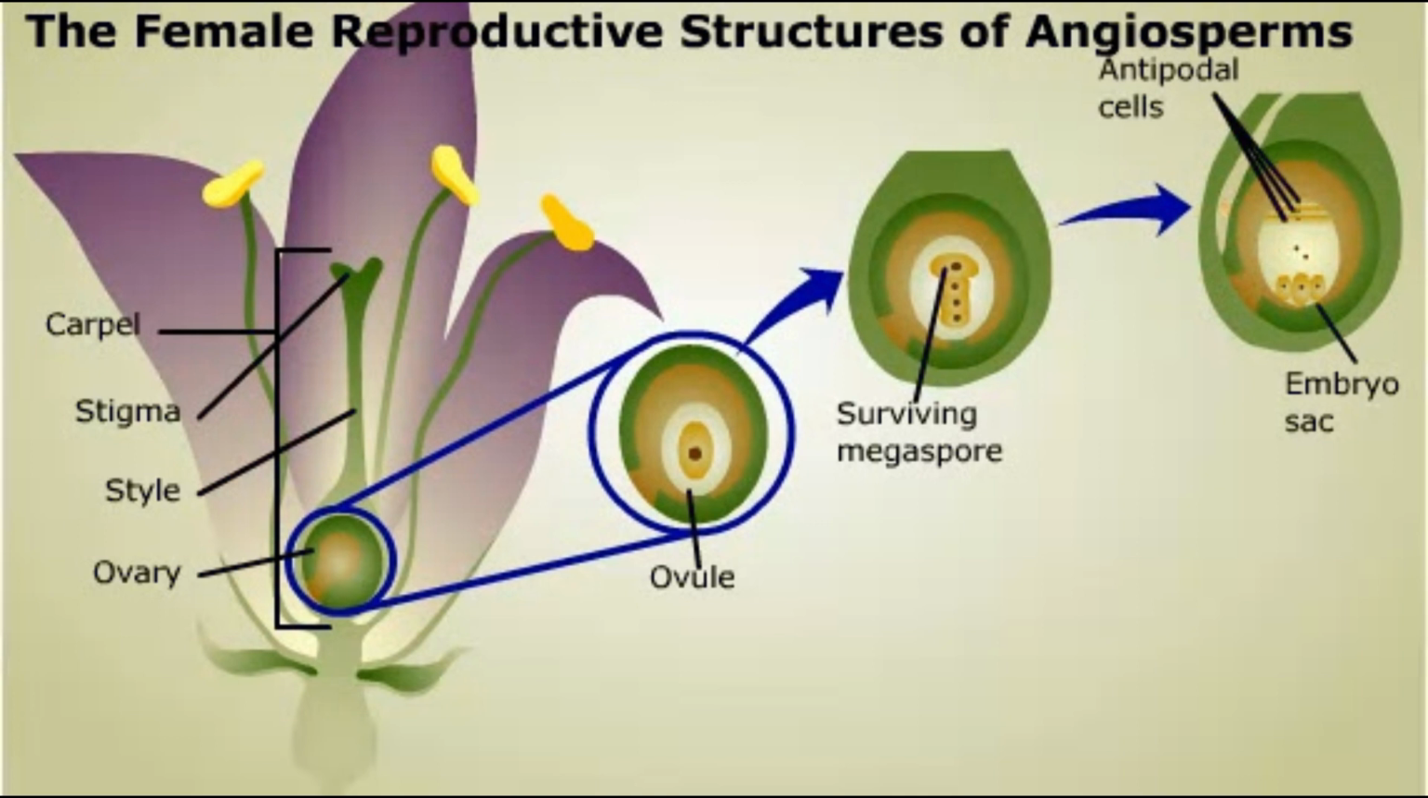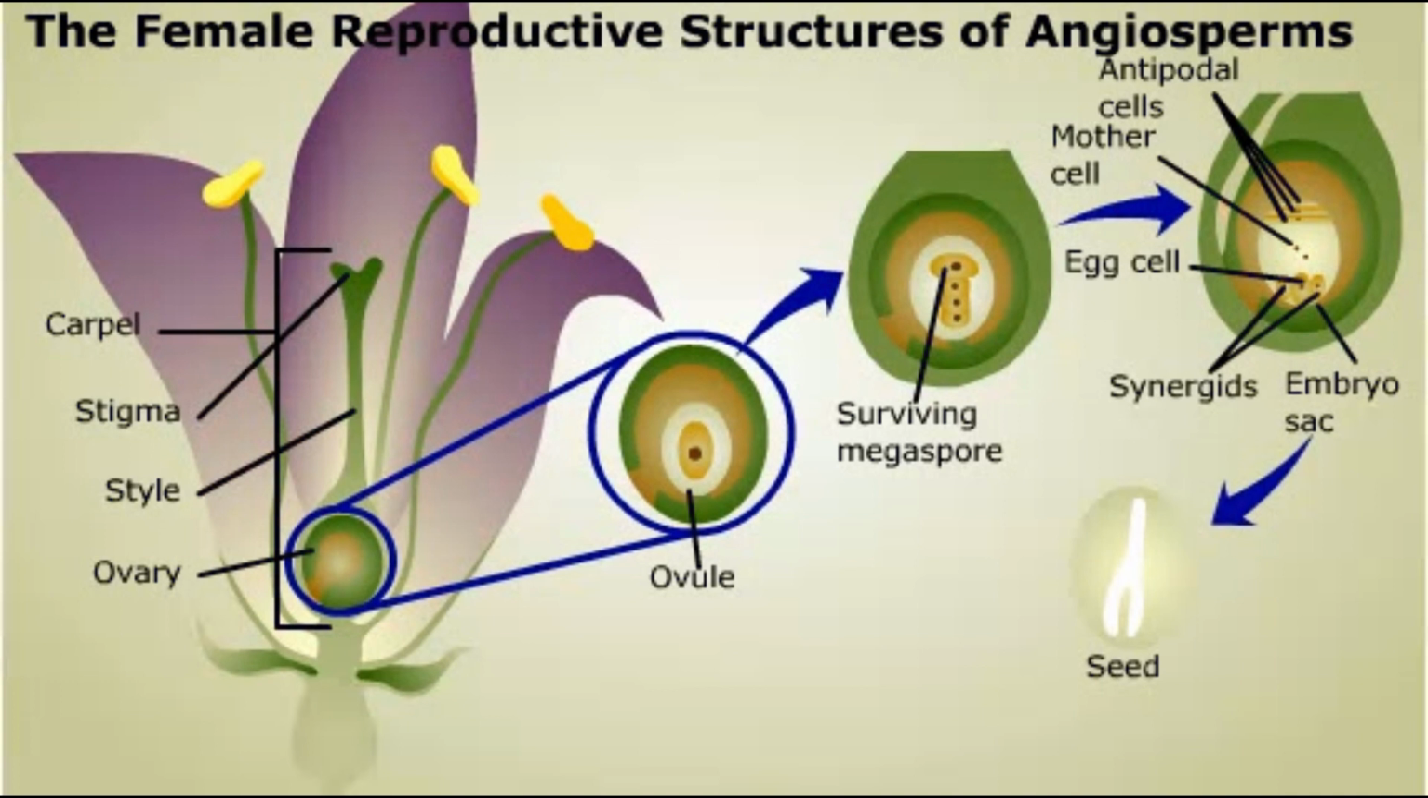At one end, there are 3 antipodal cells, and at the other end are 3 cells, 2 called synergids, and the egg. The cell with 2 nuclei is called the mother cell. After fertilization, the ovary develops into a fruit, and the ovules develop into seeds. The seeds contain the new plant embryos.